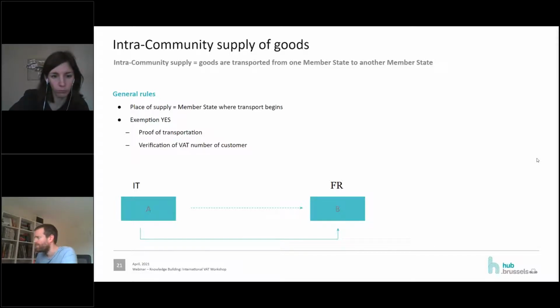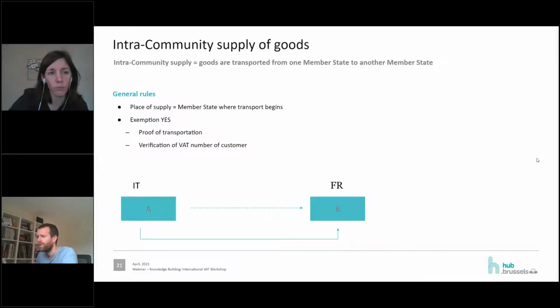some documentary proof and some element to justify this exemption. They need to keep it, and that goes with all exemptions related to the crossing of a border, I would say. So either from Belgium to another EU country or from Belgium to another non-EU country.